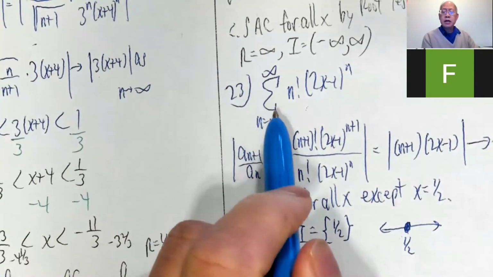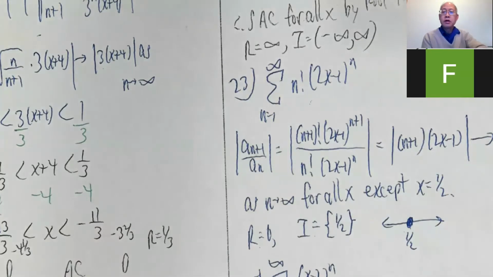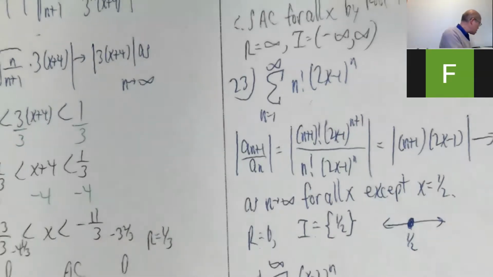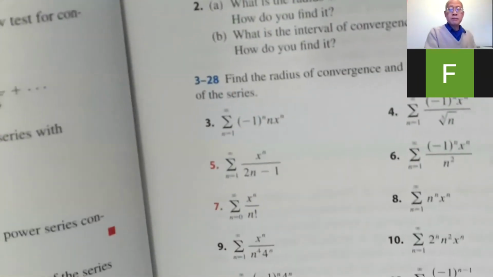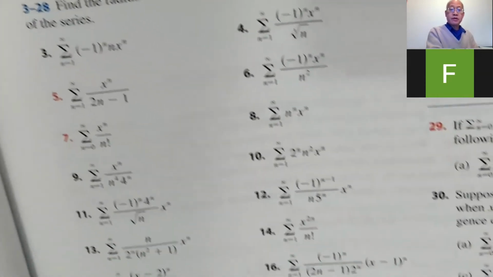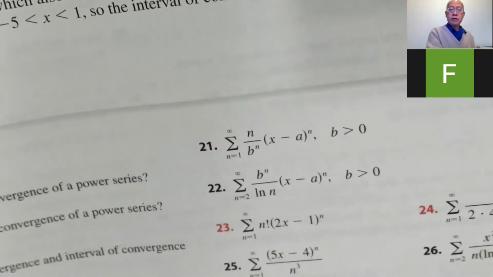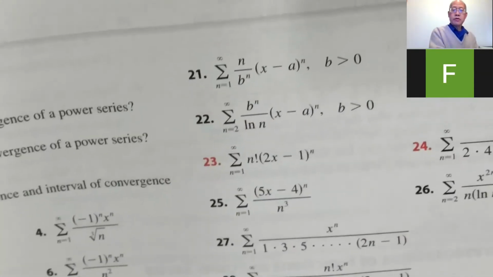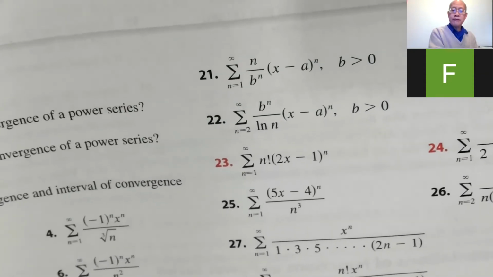Okay, problem 23. Summation n equals 1 to infinity, n factorial, 2x minus 1 to the n. Reminder for 11.8, there's an x in all the problems, just like questions 2 and 3 in the quiz. Notice there's x there, right? There's a variable. We're centered somewhere. So like the one we're doing, 23, we're centered at 1/2. 25, we're centered at 4/5.